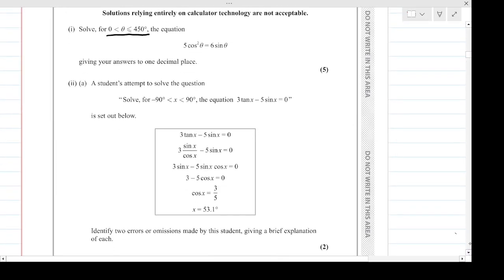we're given some working. And we're told a student's attempt to solve the question 3 tan x minus 5 sin x is 0 between minus 90 and 90. They've done some working. So there are two ways you can approach this. You could try and solve it yourself and then compare what the student did at the end. It might be a bit simpler, clearer that way. But if you're a bit more confident, then you just literally look at the working, go line by line, and think, does that make sense? Let's go with that approach.